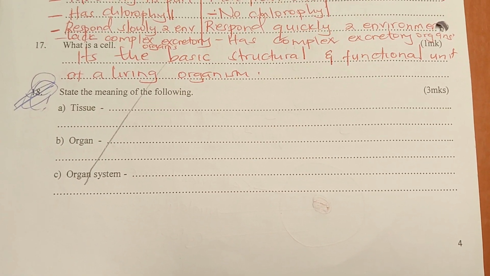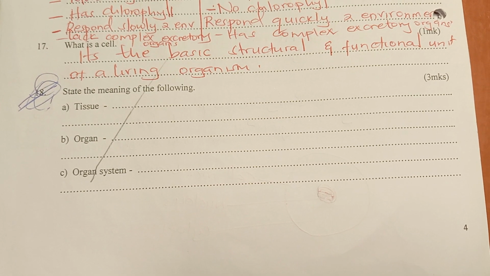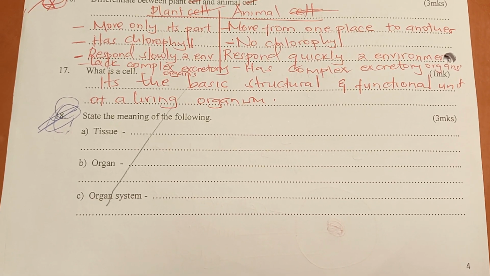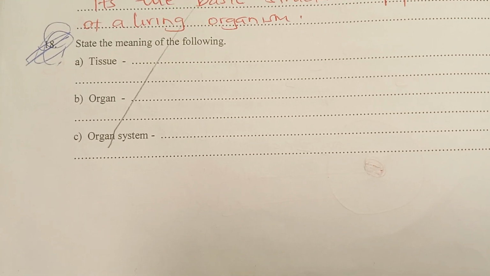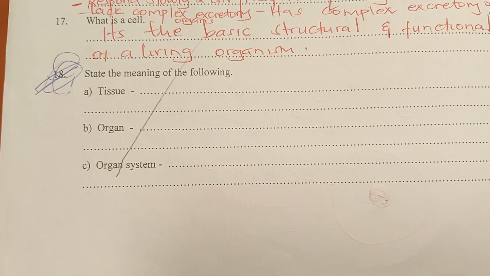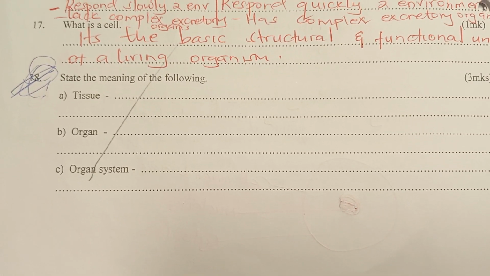What is a cell? A cell, we say it's the basic functional and structural unit of a living organism. What is a tissue? It's a group of cells working together to perform a specific function. An organ, it's a group of tissues working together to perform a specific function. An organ system is a group of organs working together to perform a specific function.